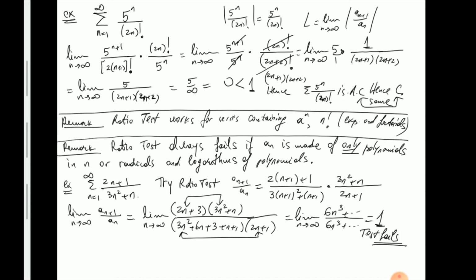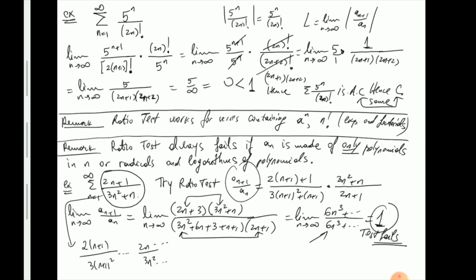If I just stare a little bit for a moment at the original series here, notice the dominating terms, right? They are 2n and 3n squared. If in the dominating terms I replace n with n plus 1, the dominating terms are still the same. So when you put them over each other, a_(n+1) over a_n, it's not a surprise that you're going to end up with 1. So it always fails when you have these combinations of polynomials.